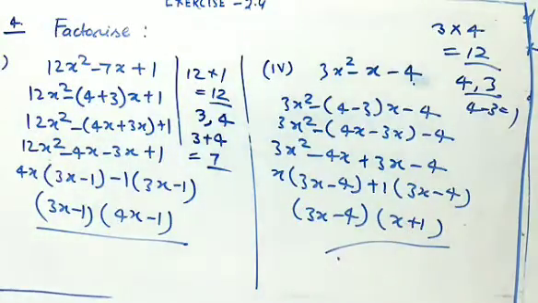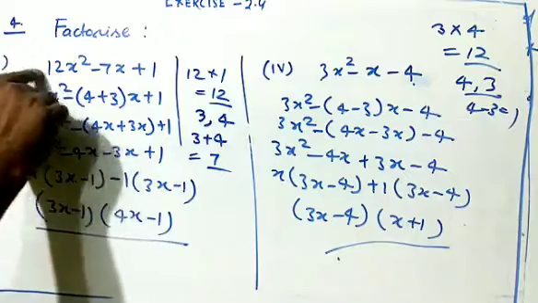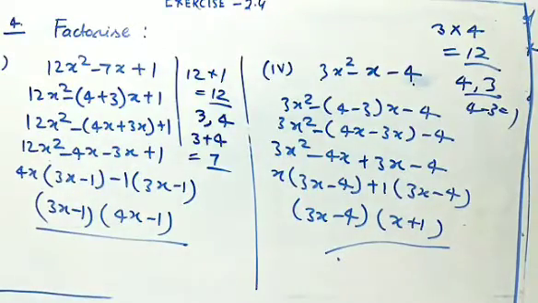So the basic concept is that you have to split the middle term, and how? The process is very clear: you multiply the x square coefficient and the constant term, and you have to factor. Okay, come to the next question.